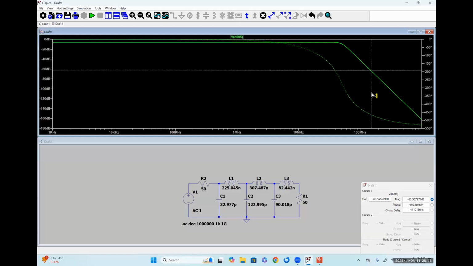So there we go. At 150.79 megahertz, we're at negative 63. And like I said, we should be just greater than negative 56. So this seems to check out. Okay, so we have designed things correctly.